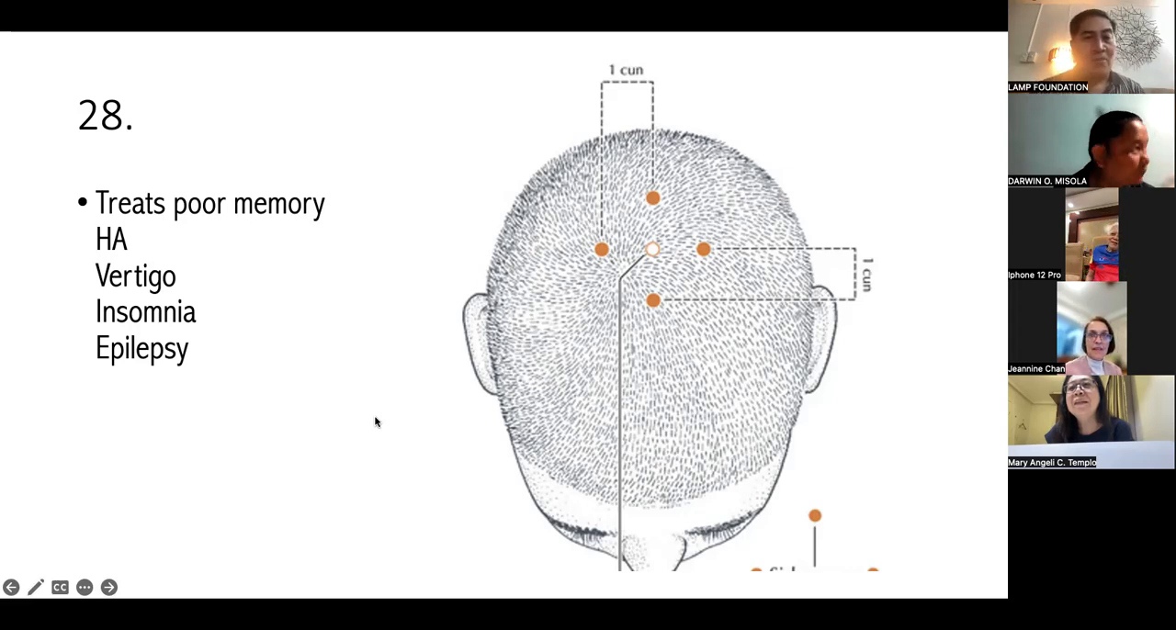Okay, these are actually four points surrounding the point called Baihui, sa likod, sa sides, and sa front, no? It's very good for poor memory, headache, vertigo, insomnia, and epilepsy. So what do you call these points? Sishencong. I don't know if you pronounce it right. Is that how you pronounce it, Dr. Templo?